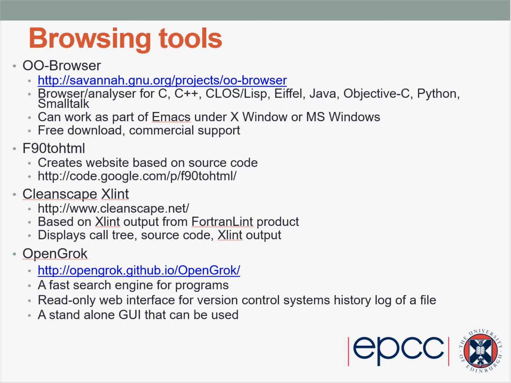And so these, as I say, go from a whole range of things, from development environments like Eclipse and Xcode, there's a number of these out there, to much smaller little bits of software like OO Browser or OpenGrok, which are not full development environments, but tools that let you browse through the code and have a look what's going on. One of my simplest but favourites is something called F90 to HTML, which takes Fortran 90 programs and turns them into web pages.